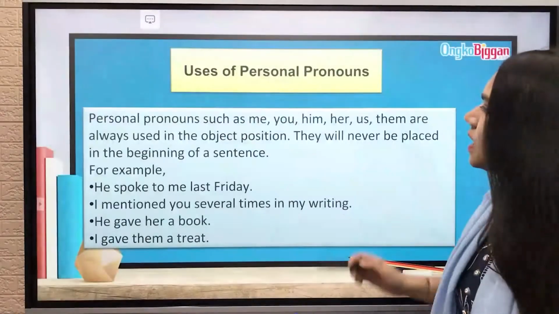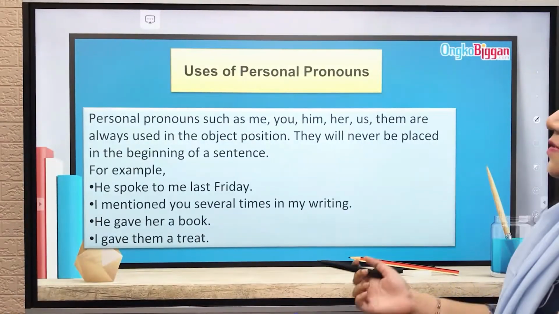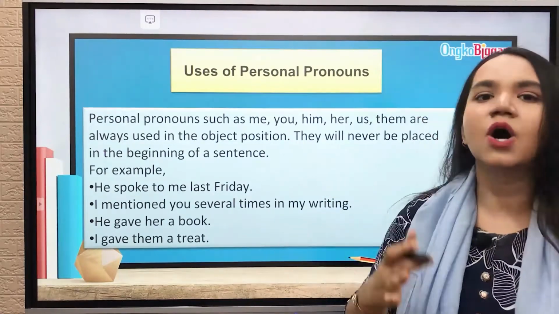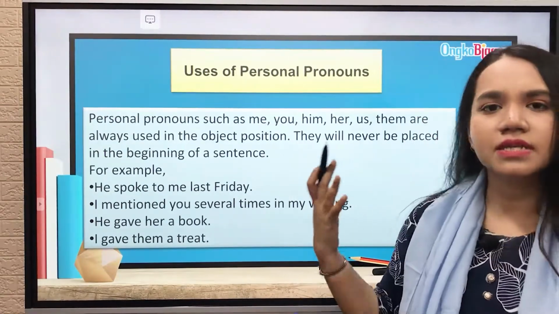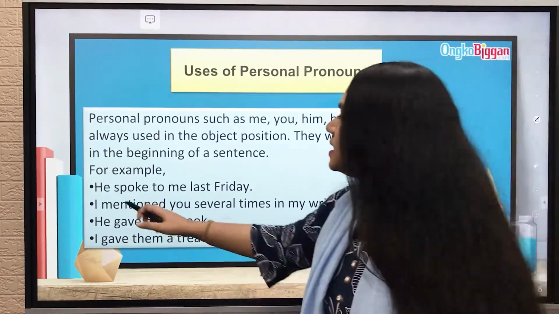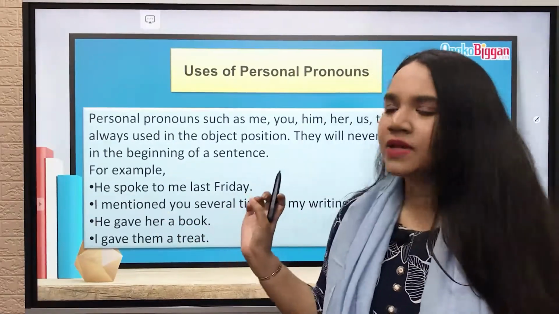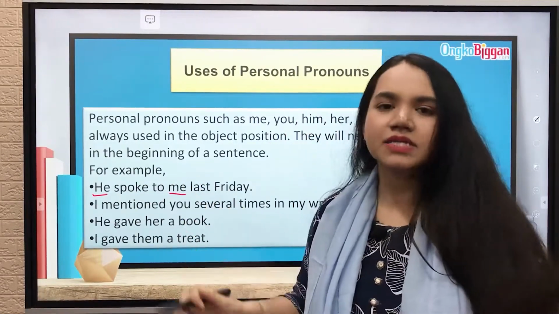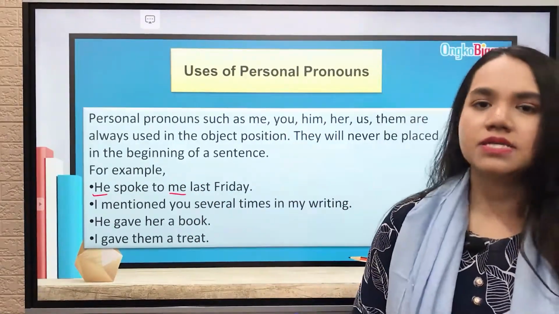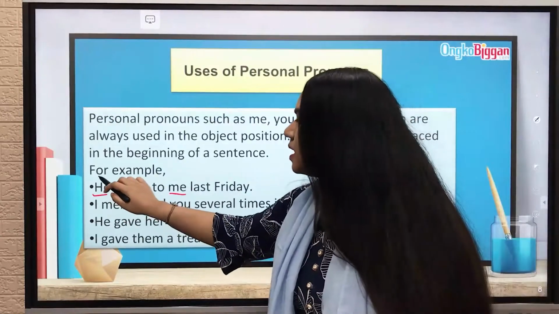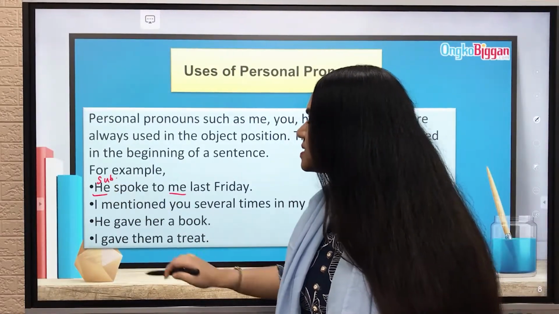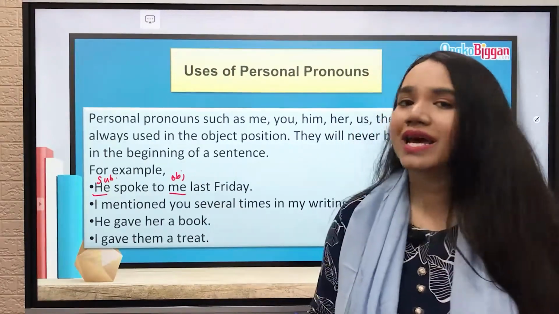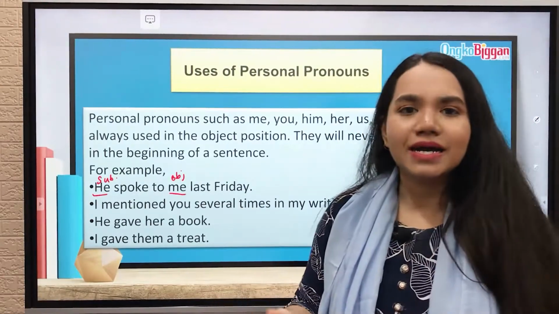Okay. Now, let's look at a few more. Personal pronouns like me, you, him, her, us, them are used in the object position. So, how can I use them in the object position? If I say "He spoke to me last Friday," in that case, "he" is a pronoun and "me" is a pronoun, right? He and me are two different pronouns. But the word "he" here has been used as the subject of this sentence and "me" here is the object of the sentence.